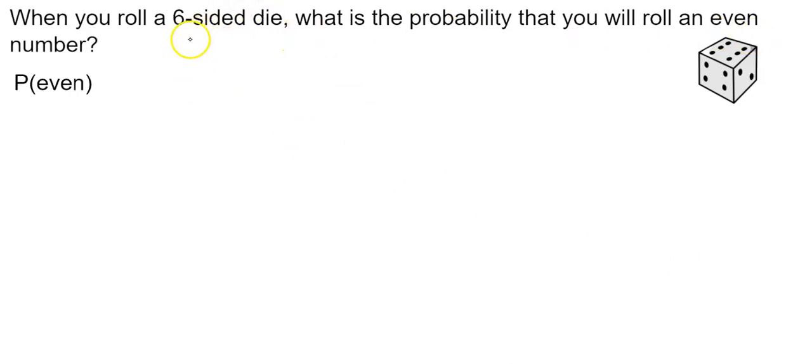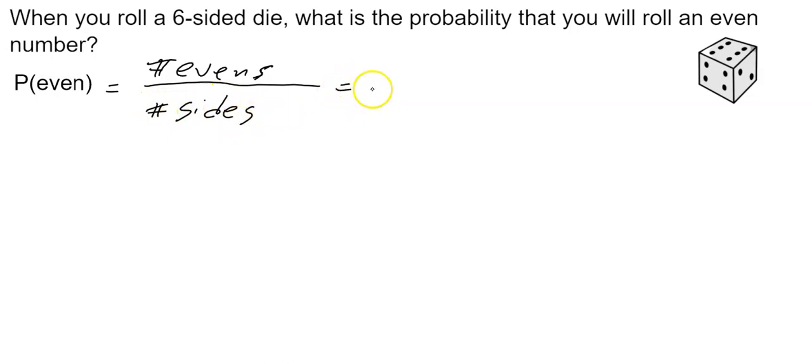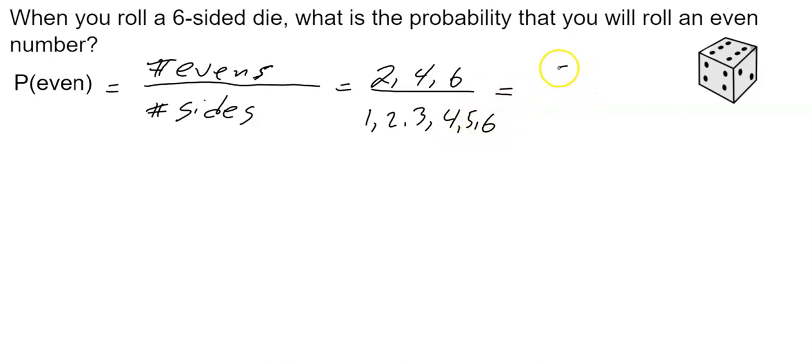So what's the probability that I'm going to roll an even number? To find this probability, I am going to put the number of evens over the number of sides. On a 6-sided dice, the even numbers are 2, 4, and 6. And the sides, there's a 1, 2, 3, 4, 5, and 6. So there are 3 even sides. There are 6 sides, which is a probability of 1/2. Equal probability of getting evens or not evens.